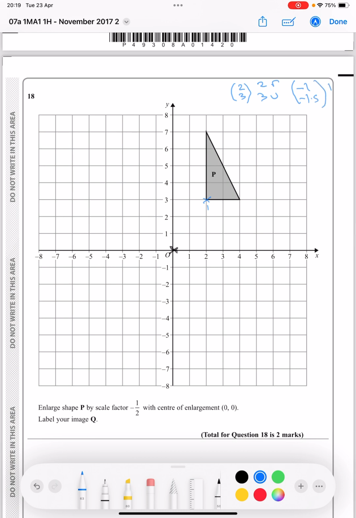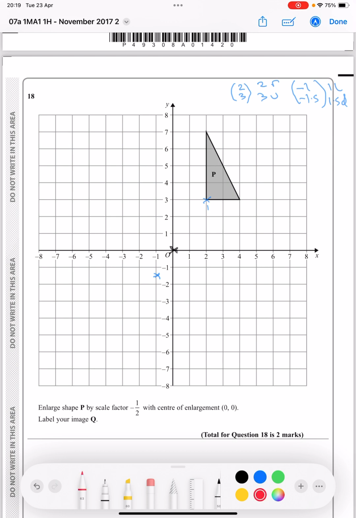I am going 1 left and 1.5 down. So if I go from the center, if I go 1 left takes me to minus 1, 1.5 down takes me to there. That is minus a half. And I would expect it to be halfway between 0 and that first one.